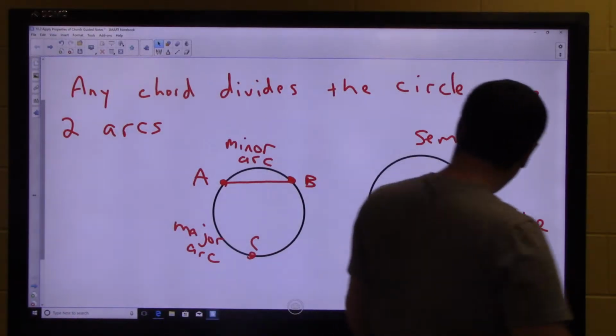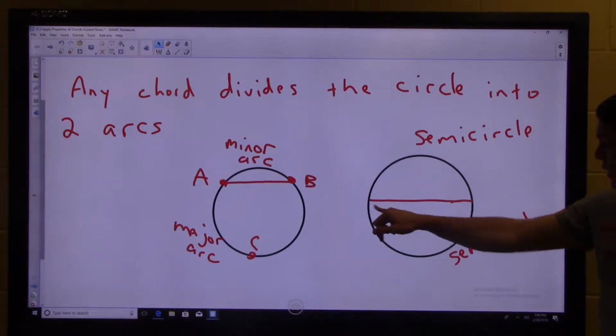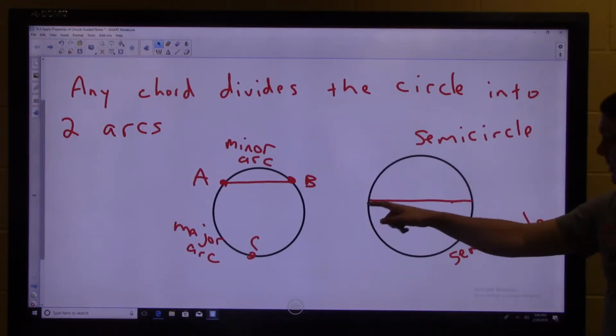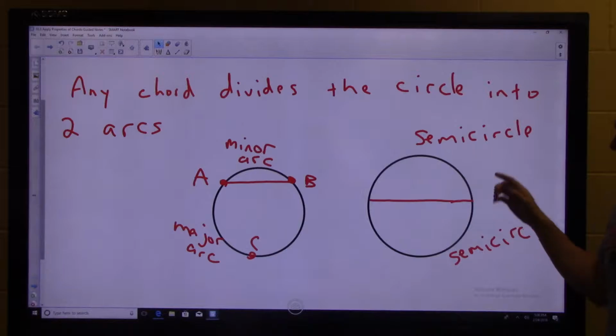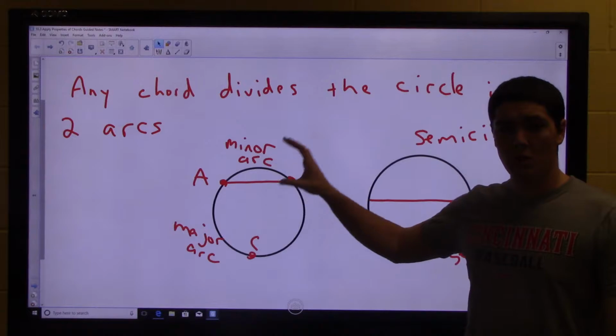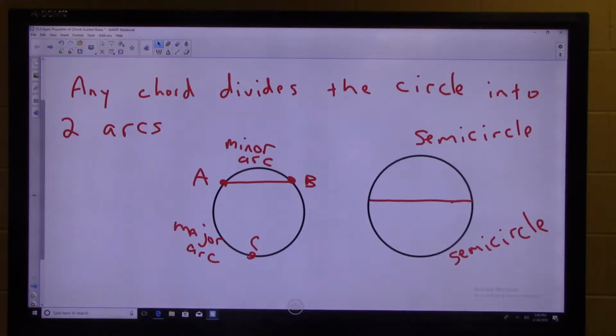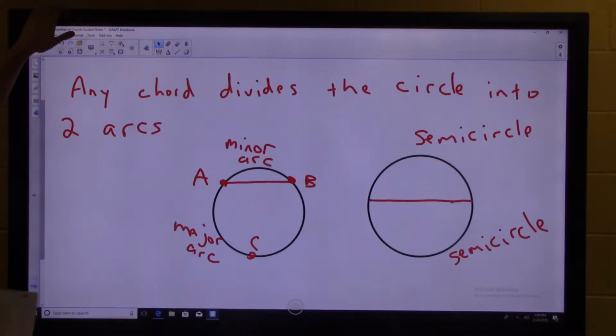The other way is if you have this special type of chord, which we call the diameter. If it goes through the center, then this chord right here would divide this circle into 2 semicircles. So these are the 2 different ways. You can either have a chord divide a circle into a minor arc and a major arc, or you can divide a circle into semicircle and semicircle. That's the only way that could happen with just one chord. Like I said, we're going to talk about a lot of theorems today. I think we've got 4 theorems. So let's go ahead and get started.